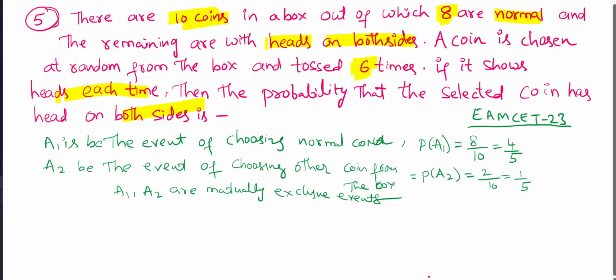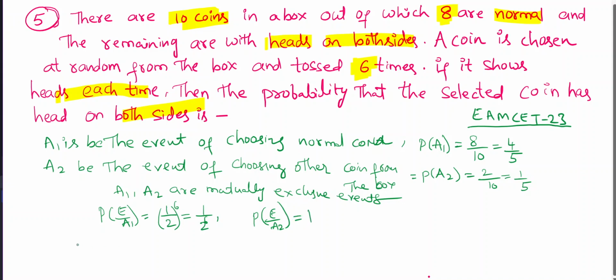Now take E to be the event of showing all heads when the selected coin is tossed 6 times. That is probability of E by A1. E by A1, that is the coin is tossed 6 times. P of E by A1 is equal to 1 by 2 to the power of 6. And P of E by A2 is equal to 1.